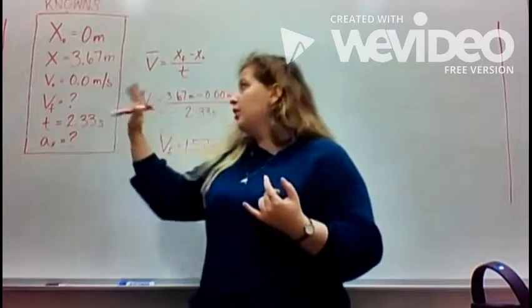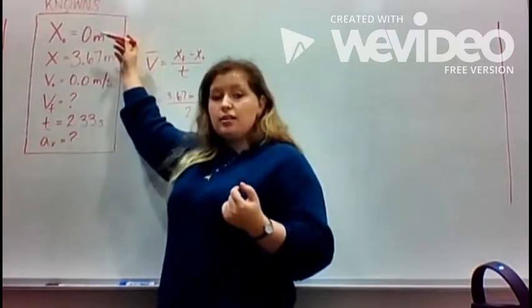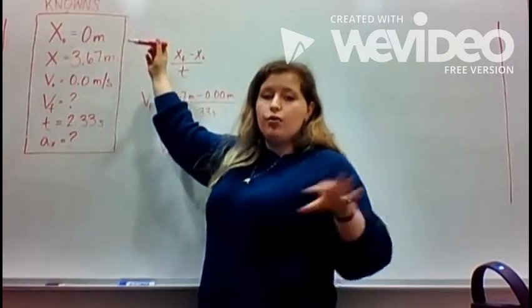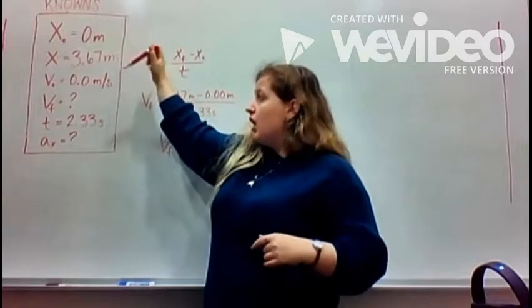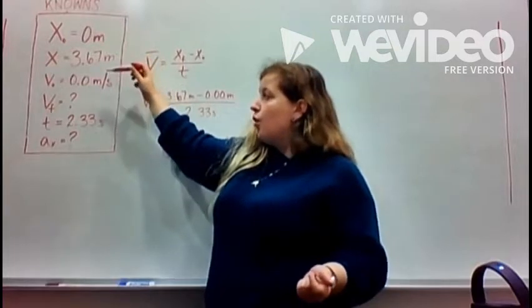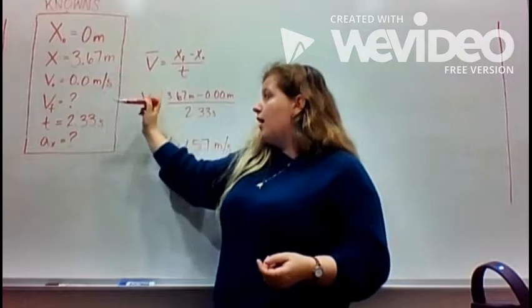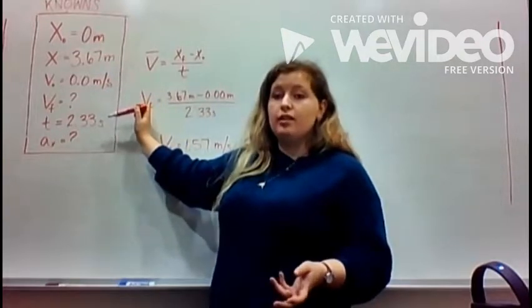So I've written some of our known values up on the board already. We've got his x naught is 0. According to tracker, the distance he ran over the course of that video is 3.67 meters. His initial velocity, because he's not moving, is also going to be 0. We don't yet know his final velocity, and we'll find that out in a second. And then the time that he ran during that video is 2.33 seconds.